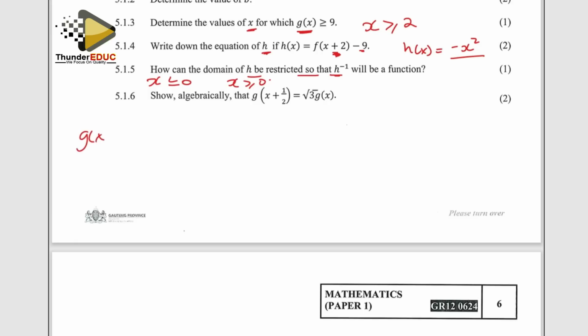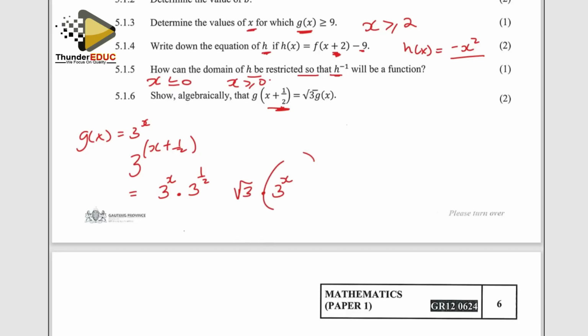So we know that g of x is given as 3 to the x. Okay. Now when we see this, there is a shift. So where there is x, I'm going to replace that. So 3 to the x plus a half. When I split this from my laws of exponents, I'll have 3 to the x and 3 to the half. But I know that 3 to the half is the same as root of 3. So it's going to be root of 3 multiplied by 3 to the x. But we know that 3 to the x is the same as g. So therefore, g of x plus a half is giving me root 3 g of x. That's what the question wanted.